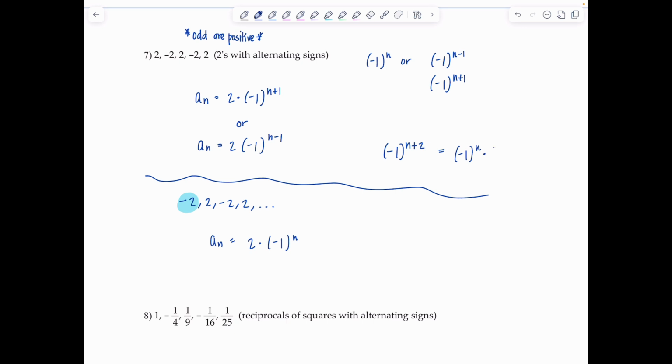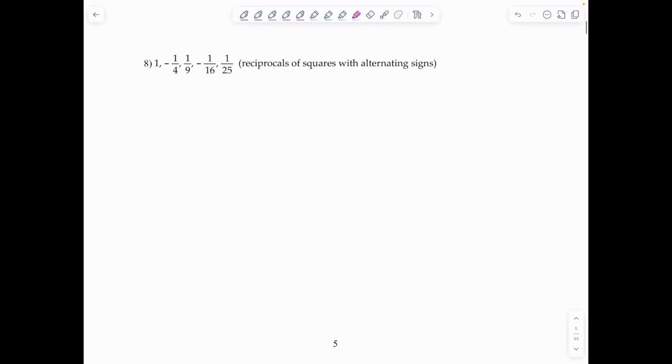Using my laws of exponents, I could write it as negative 1 to the n times negative 1 squared. That becomes just positive 1. So we have negative 1 to the n times 1. So we don't use negative 1 to the n plus 2 because it does the same thing as this guy. Okay? I think you got it. You're going to see so many alternating sequences and series throughout this unit, so it's time to really embrace this. Yes, we love it. Just say that to yourself.